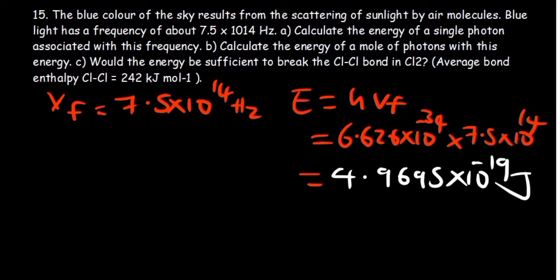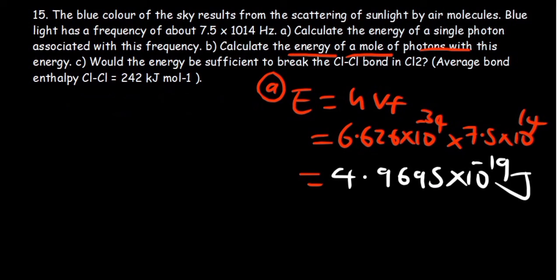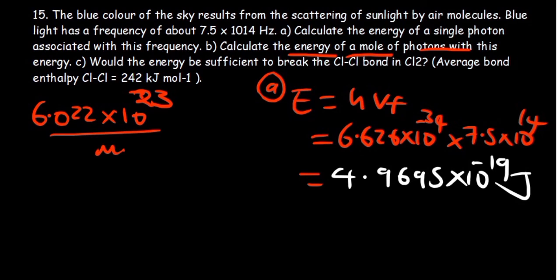So that is the energy of a single photon. The second part of the question, this is our B, says calculate the energy of a mole of photons with this energy. Whenever we're dealing with number of moles of any particles, we need to use Avogadro's constant, which is 6.022 times 10 to the power 23. The units are anything that you have per what? Per mole. So in this case it becomes photons per mole. That's Avogadro's constant.